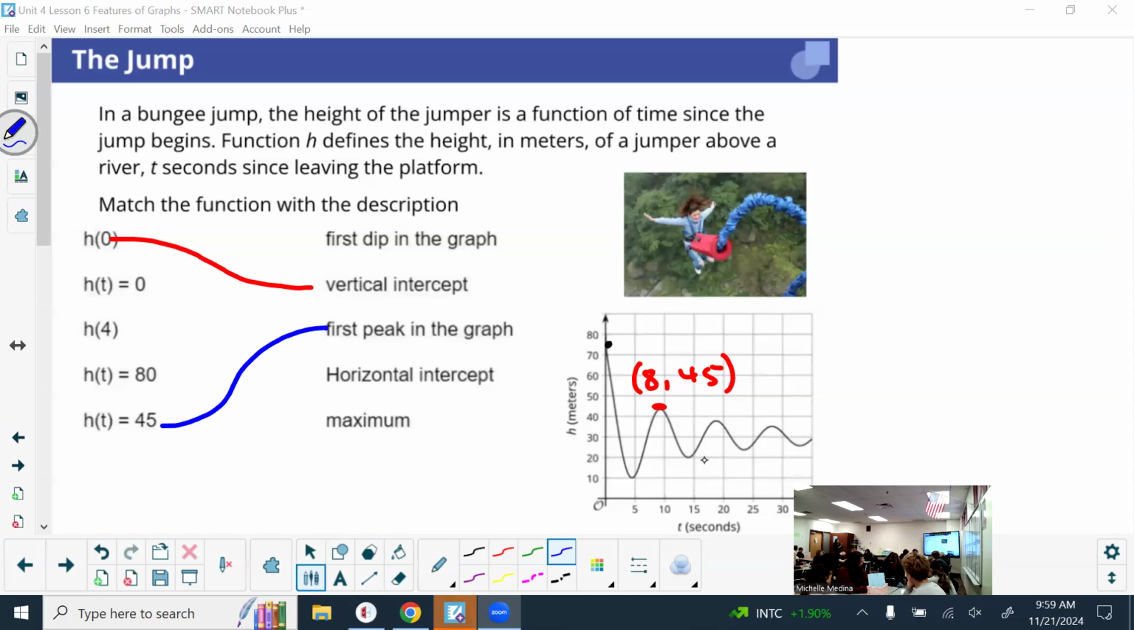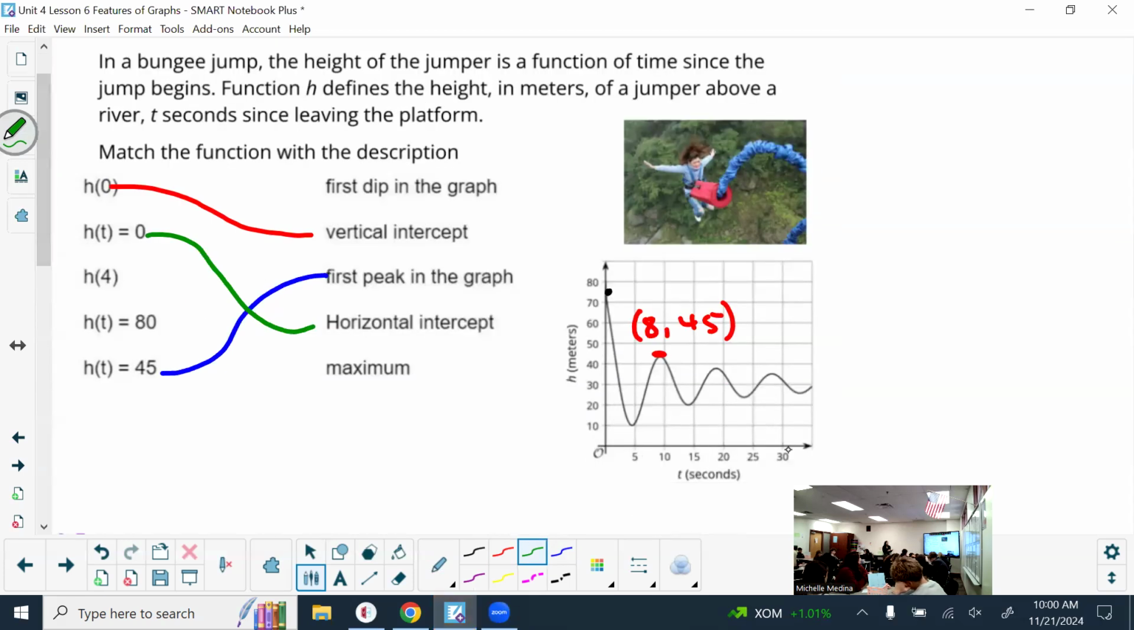Table 6, give me another match that you made. H of t equals 0 is a horizontal intercept. Okay, so let's see. That Y value is 0. We know that by definition, your horizontal intercept is when Y is 0. And that must be the best one then, right? Because these are probably something else. So yes, we'll go with that.